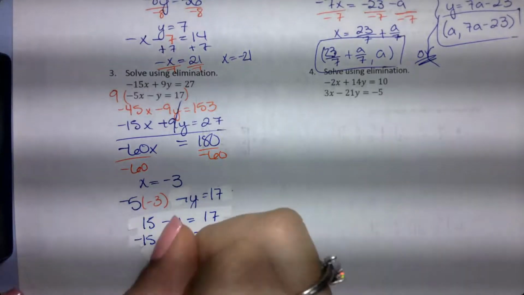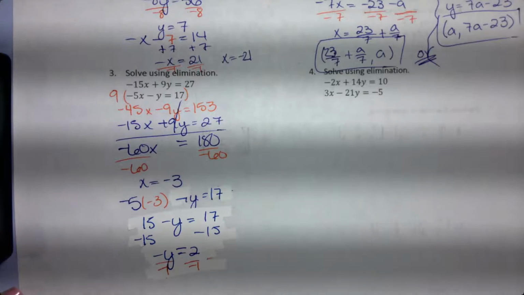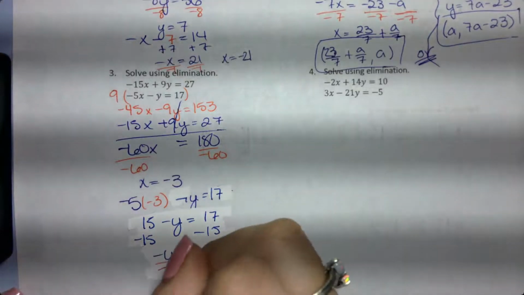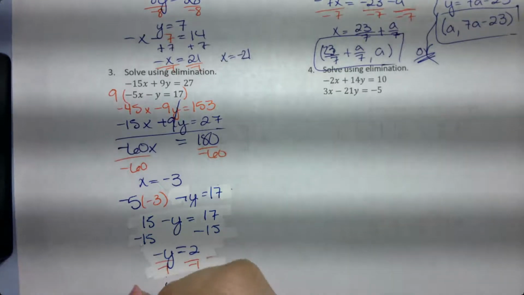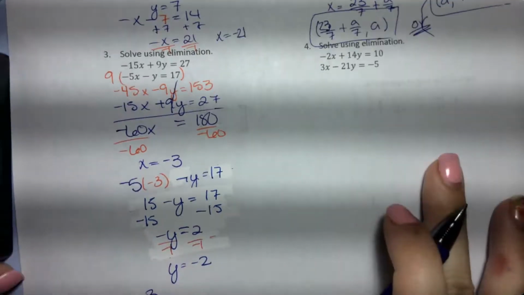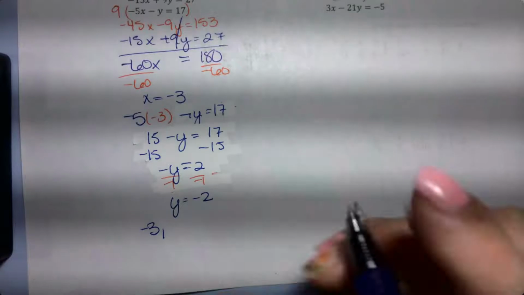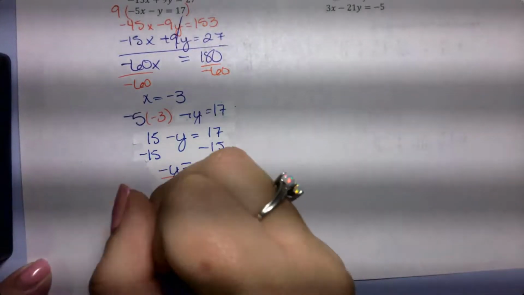Divide both sides by negative 1. Then I get y equals negative 2. So my answer here is negative 3. Ooh, this is off the screen. Negative 3, comma, negative 2.